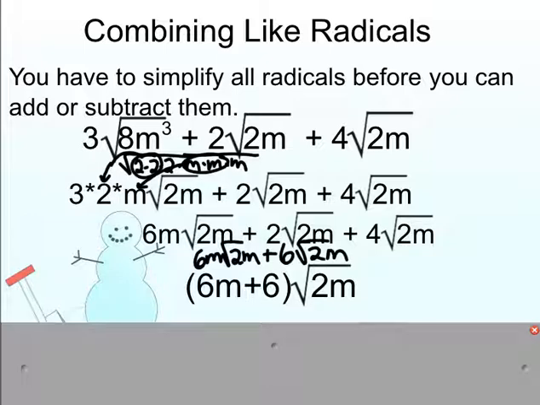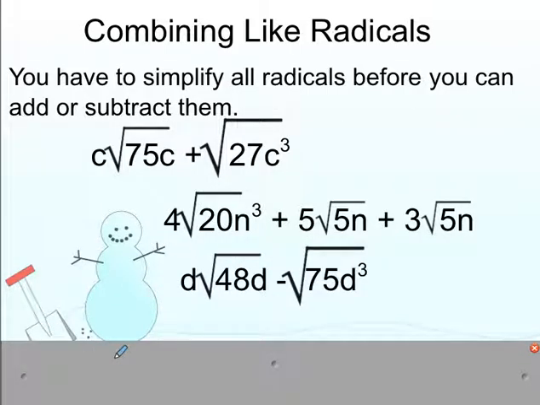Well, unfortunately, we can't really combine the coefficients because those are not like terms. We have like radicals, but we don't have like terms to combine for our coefficients. The only way to write it is like this right here, saying we have 6m plus 6, combining those two coefficients, times the square root of 2m, because both of those have the square root of 2m. It's kind of like factoring. Basically, you're taking out the root 2m from each of them. Let's try a couple more.